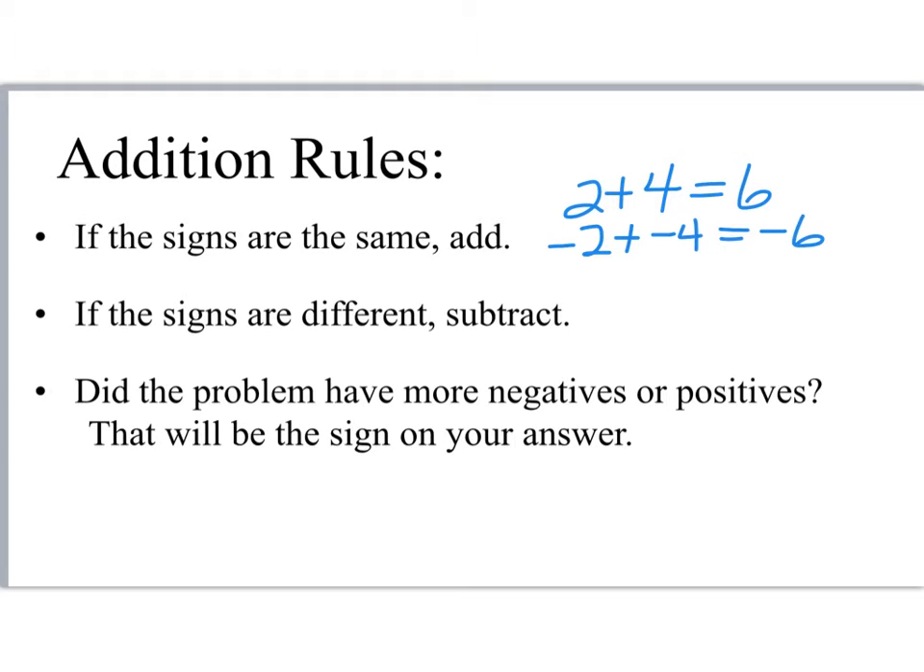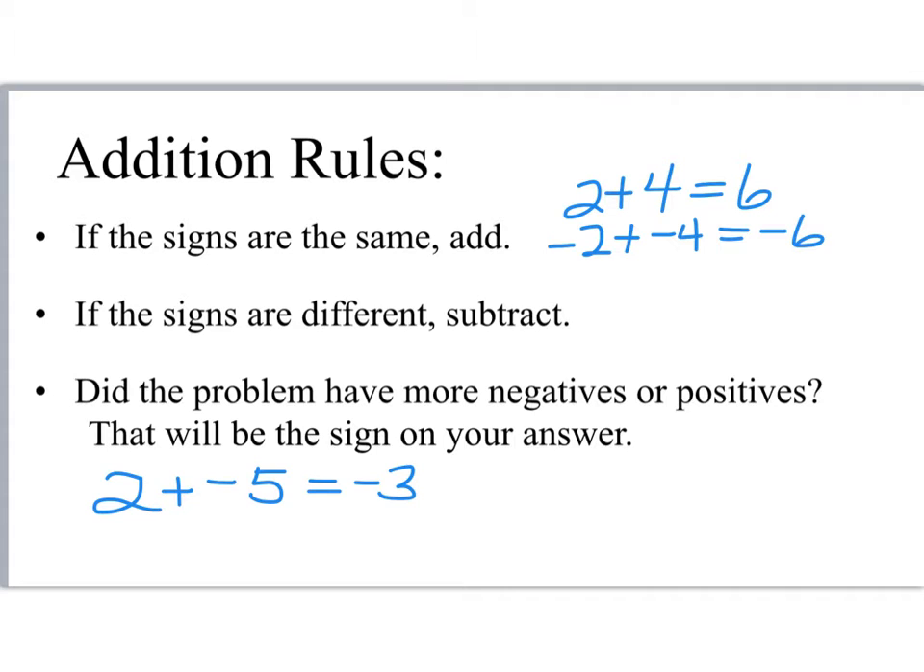Now, if the signs are different, you're actually going to be subtracting. Even though there's an addition sign there, you're finding the difference. And then you're going to look and say, well, did my problem have more negatives or more positives? And that's going to be the sign of your answer. Here's a couple examples. If I have 2 plus negative 5, my signs are different, so I'm going to subtract. The difference between 2 and 5 is 3. And then if I look at that, I have more negatives than positives. I have 5 negatives, only 2 positives, so my answer is going to be a negative 3.